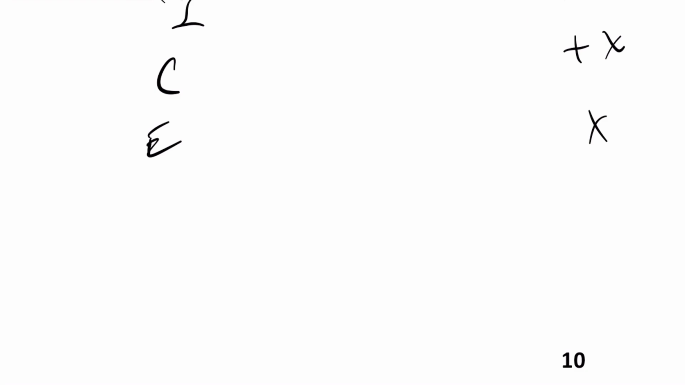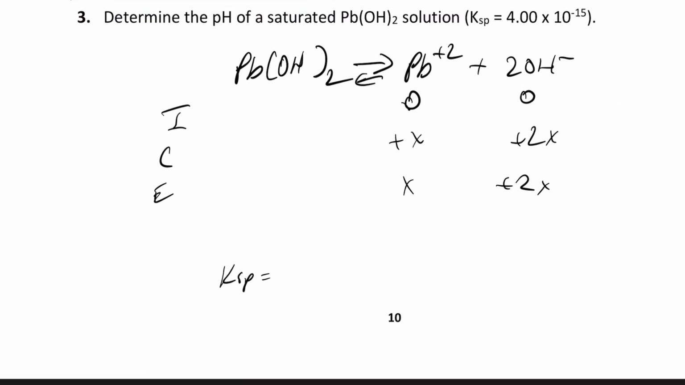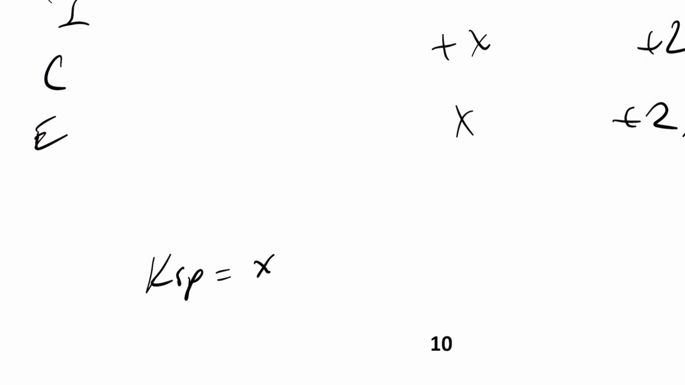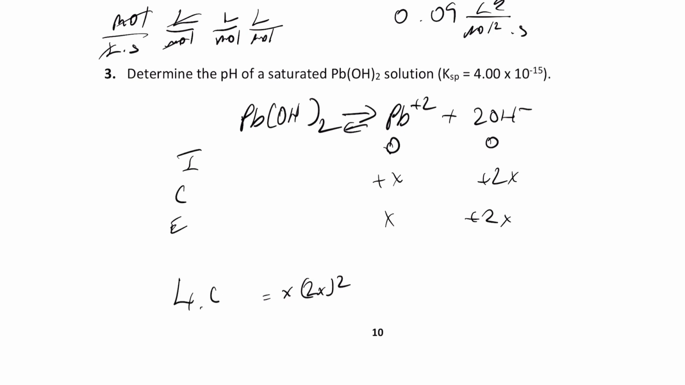All right, so KSP equals, what's it equal? X times 2x squared, and then KSP is 4.00 times 10 to the negative 15. All right, let's do this. Let's put this in the calculator. So I'll put x times 2x squared in y1, and then I'm doing 4.00 times 10 to the negative 15.